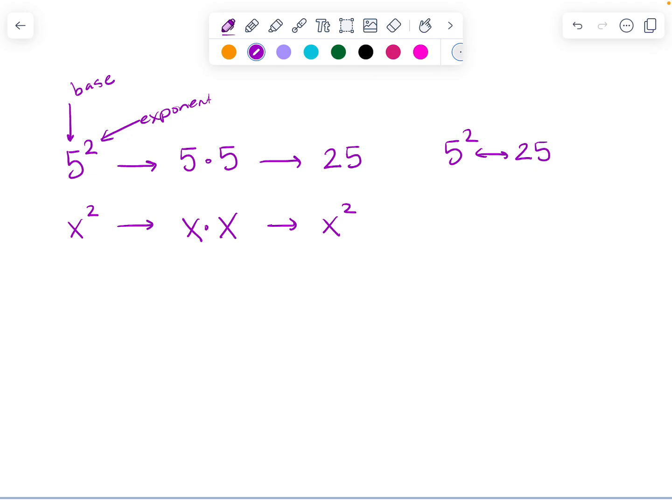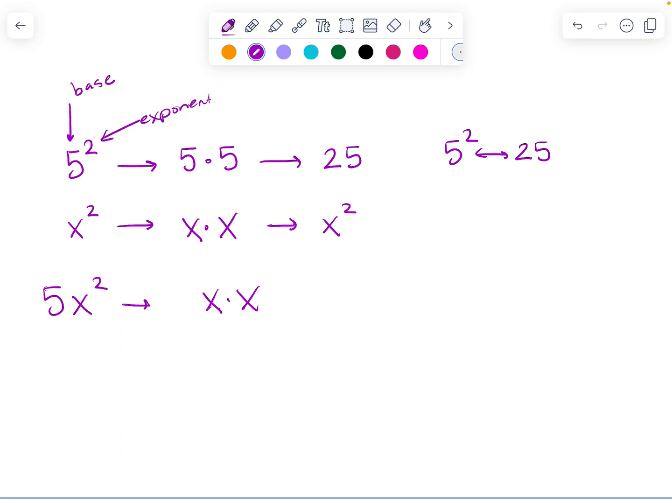Again, let's make it a little bit more complicated. What if I had 5x squared? What does that mean? Well, be very careful. That tiny 2, that's the exponent. It's attached to the base, and the base in this case is that x. So I have 2 copies of x, right? That's what that looks like.